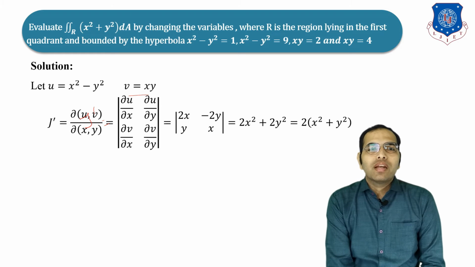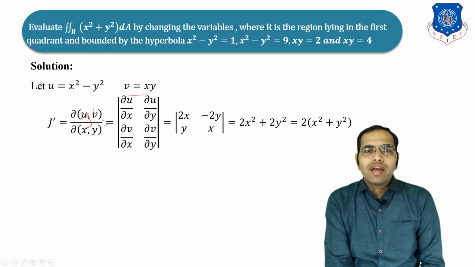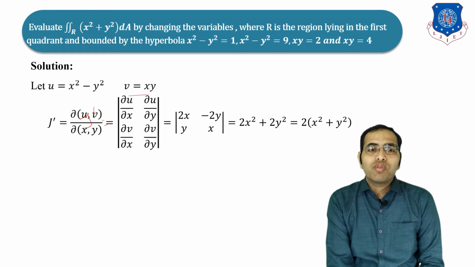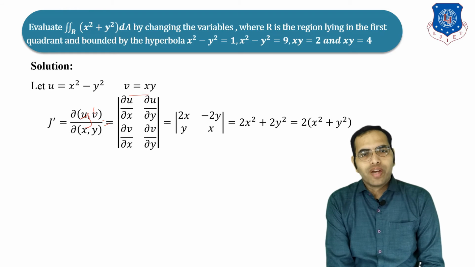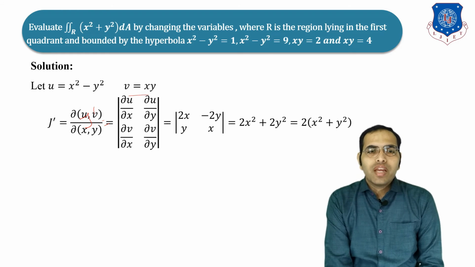In the determinant: del u by del x, del u by del y, del v by del x, del v by del y. Substituting the partial derivatives of u and v with respect to x and y, that will give you the determinant with first row 2x, minus 2y, and second row y and x. Now expanding this determinant, that will give you 2x square plus 2y square. Here 2 is common, so that gives 2 into (x square plus y square).